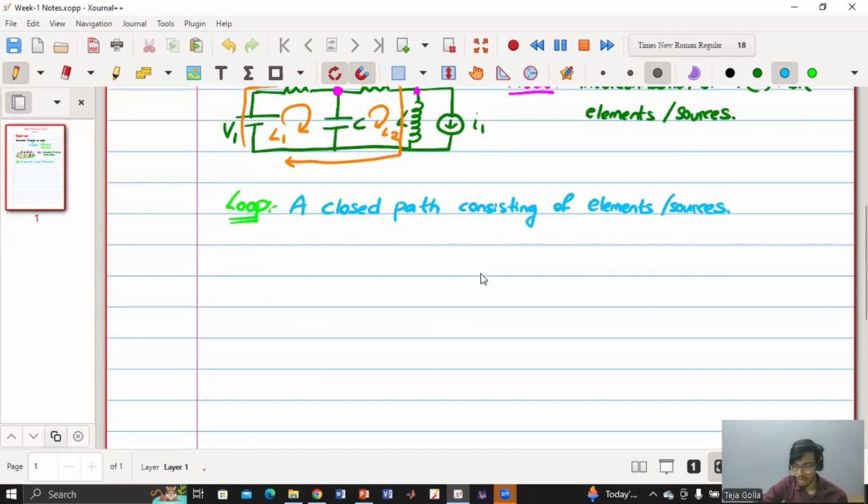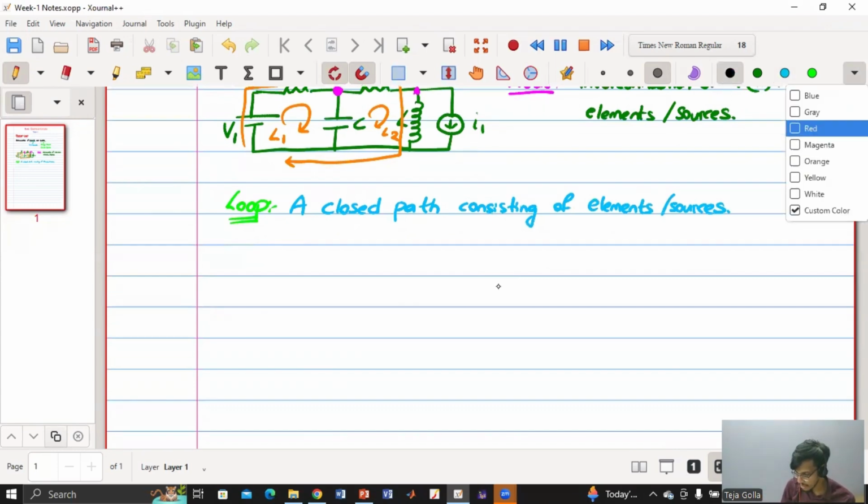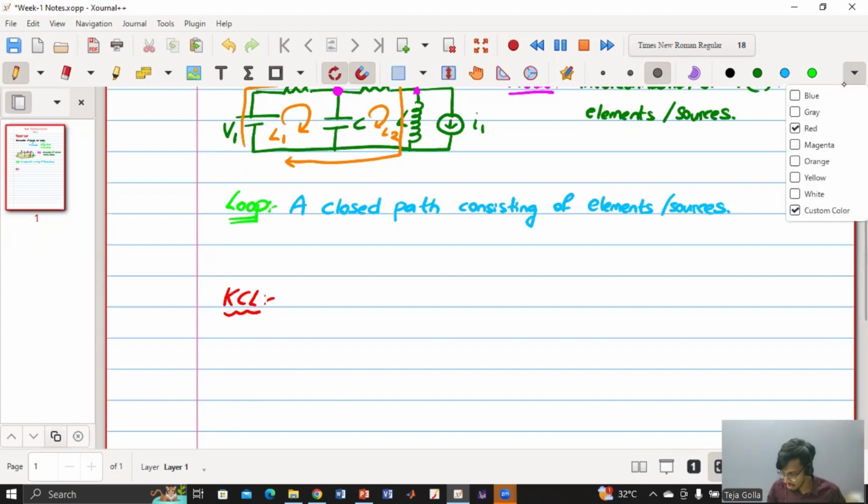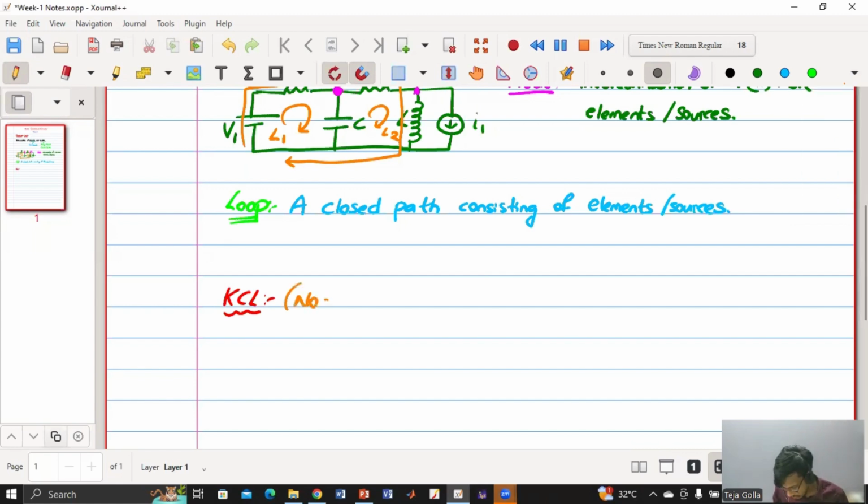Now we can go to Kirchhoff's current law and Kirchhoff's voltage law. Do you know about Kirchhoff's current law and Kirchhoff's voltage law? Sir has given just a brief introduction about KCL and KVL. Are you following? Hello? Yes, sir. Okay. So Kirchhoff's current law means we'll apply this at a node. Now we know what a node is, so we'll apply this at a node.